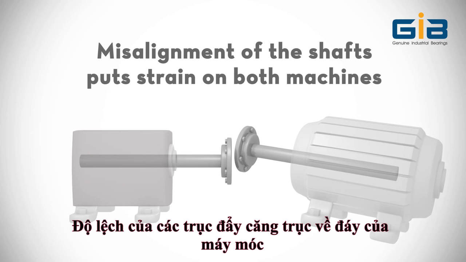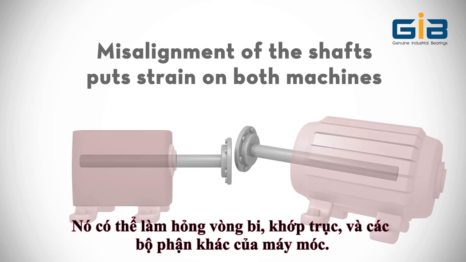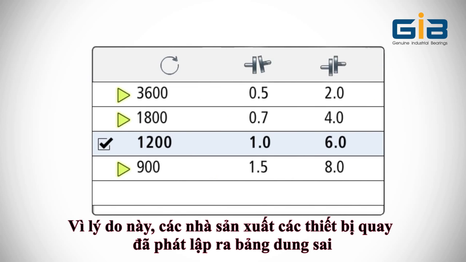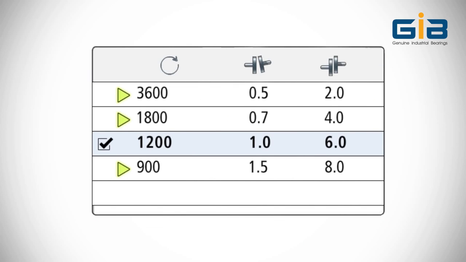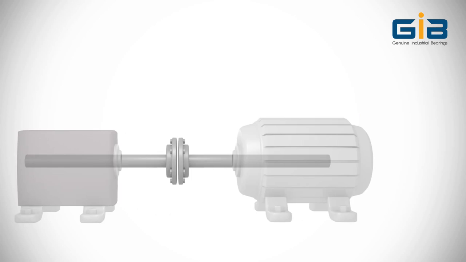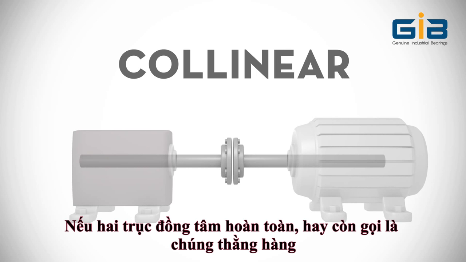Misalignment of the shafts puts strain on both the motor and the pump. It can damage the bearings, the couplings, and other machine components. For this reason, manufacturers of rotating equipment have established tolerances defining the maximum acceptable levels of angular and offset misalignment for their machines. If two shafts are perfectly aligned, they are said to be collinear.